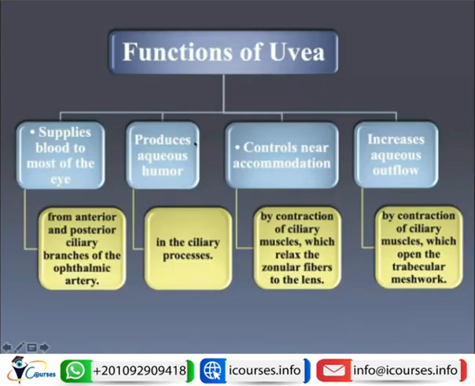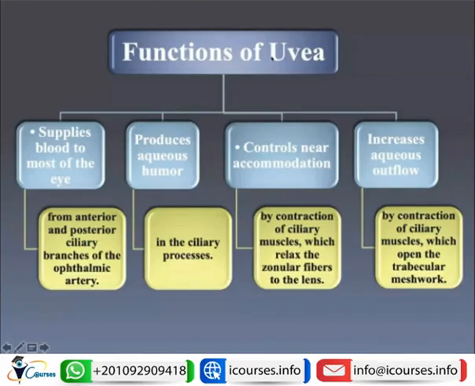As we discussed in the trabecular meshwork, the aqueous is formed by the ciliary body. So which part of the ciliary body? It is the ciliary process. And which part of the ciliary process? It is the ciliary epithelium. And which part of the ciliary epithelium? It is the non-pigmented ciliary epithelium.